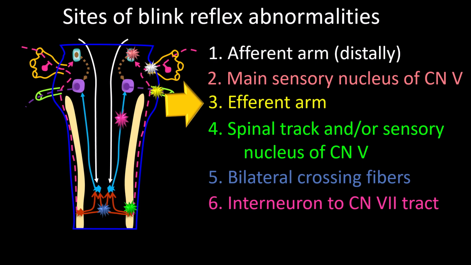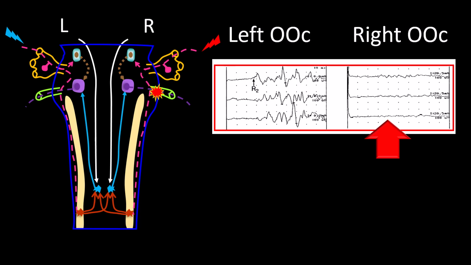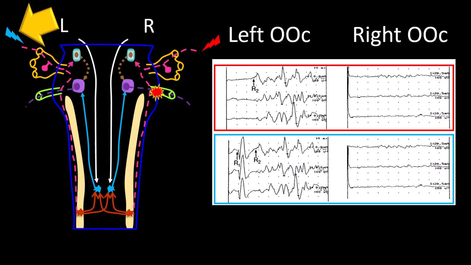Now we will address the third type of lesion, a lesion in the efferent arm. Lesions interrupting current at this site produce an abnormal blink reflex manifested by, upon right-sided stimulation, no R1 or R2 ipsilateral, but a normal R2 contralateral. Upon left-sided stimulation, we find normal R1 and R2 ipsilateral, but absence of R2 contralateral.